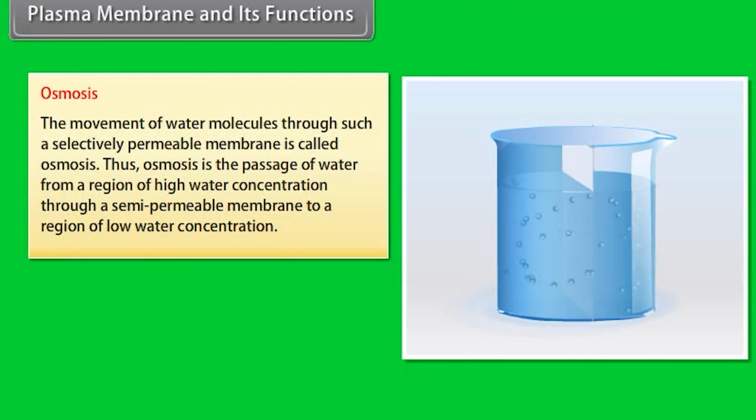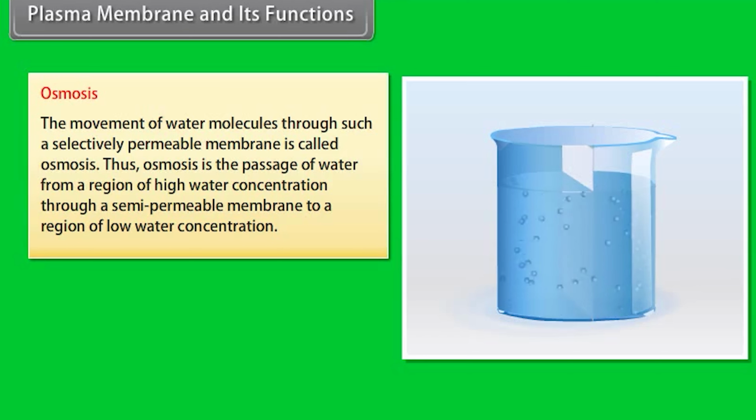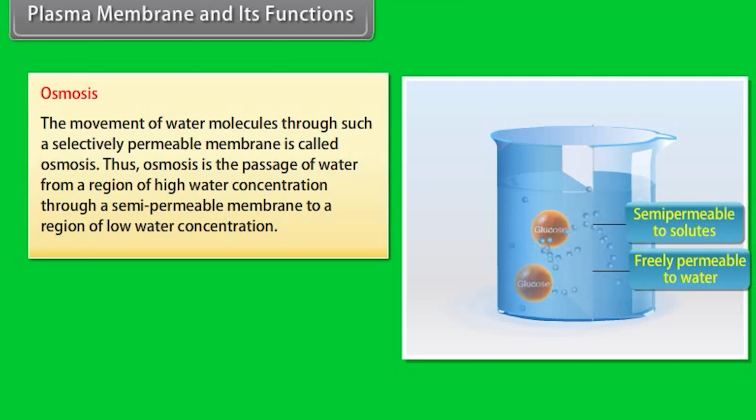Osmosis. The movement of water molecules through such a selectively permeable membrane is called osmosis. Thus, osmosis is the passage of water from a region of high water concentration through a semi-permeable membrane to a region of low water concentration.